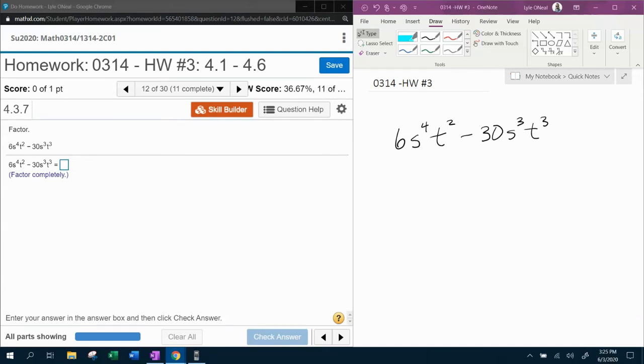All right, here we go. Question number 12 from our 0314 homework number 3 in MyLab Math. And the instructions say factor.